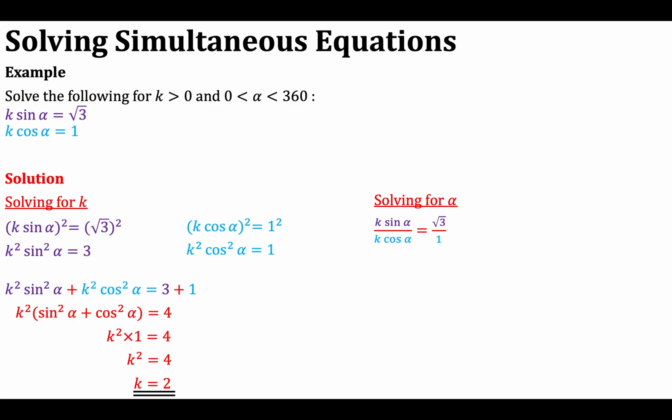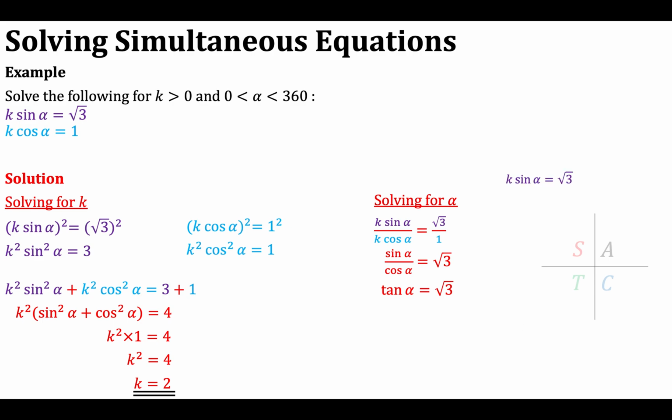So k sin of alpha over k cos of alpha is equal to root 3 over 1. And our k's will simplify to 1 here, which will leave us with sin alpha over cos alpha equals root 3. We know that sin alpha over cos alpha is equal to tan alpha. Now we can see that tan alpha here is positive, so we could assume that our answer would come in the CAST diagram from the first or the third quadrant, okay, but we actually need to check that in terms of the equations that we were given.